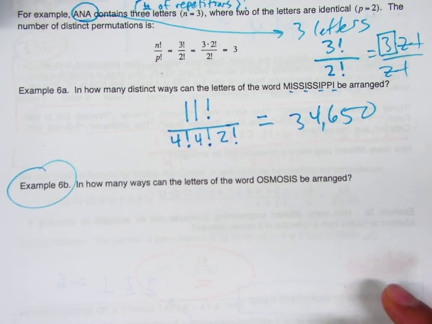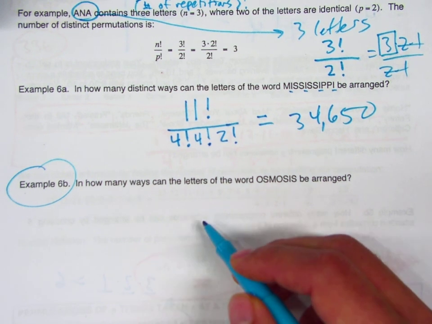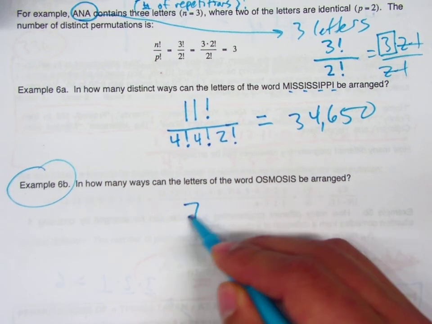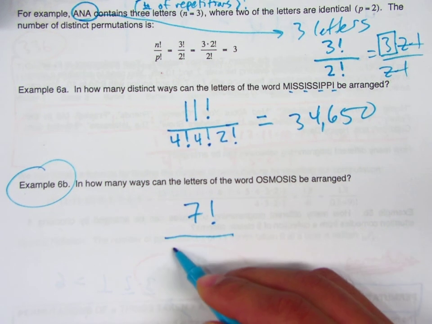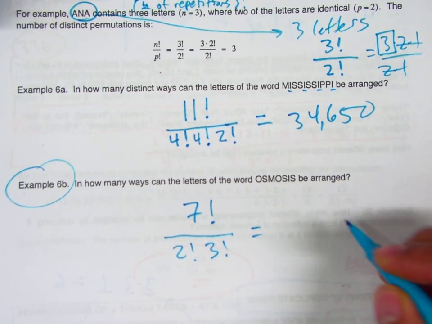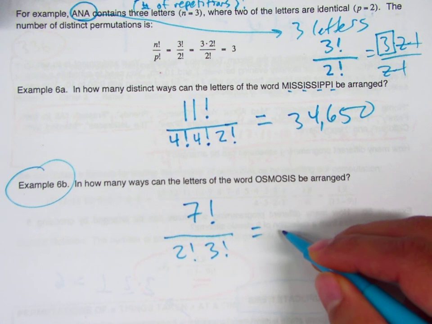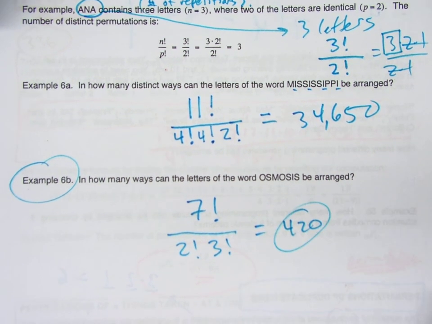All right, Andy, chance for redemption. 7 factorial, yep, and then divided by 2 factorial 3 factorial. Good. And what was your answer? 420. That is correct. Are we getting these? Yes. Fantastic.